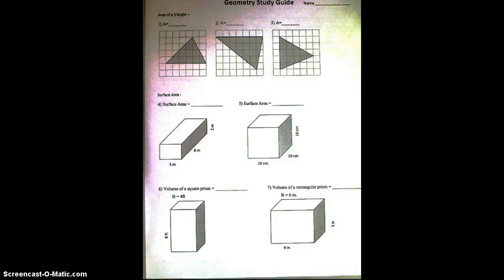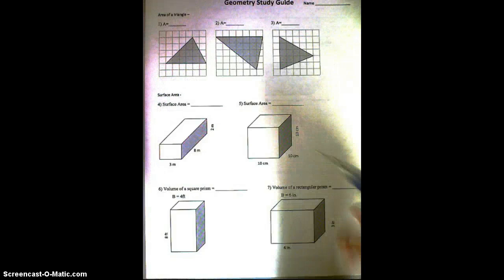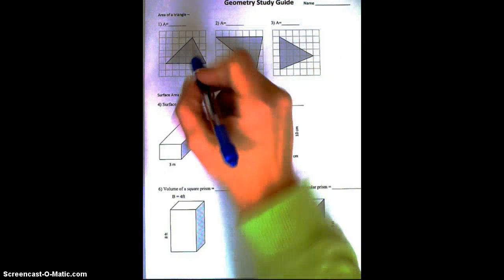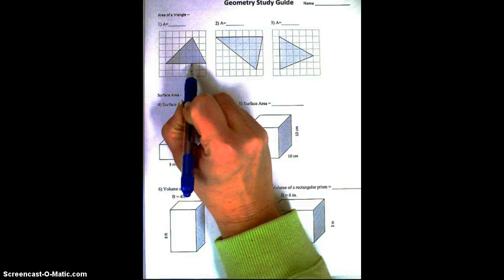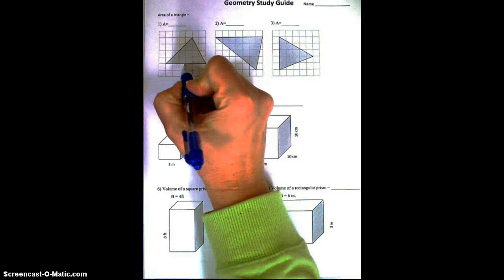Alright, fifth graders, your geometry study guide should be one that you're really working on, but I know some kids asked if I would do it with you to show you how to do it. This one, we need to count how many across. 1, 2, 3, 4, 5, 6, so we know it's 6 wide.